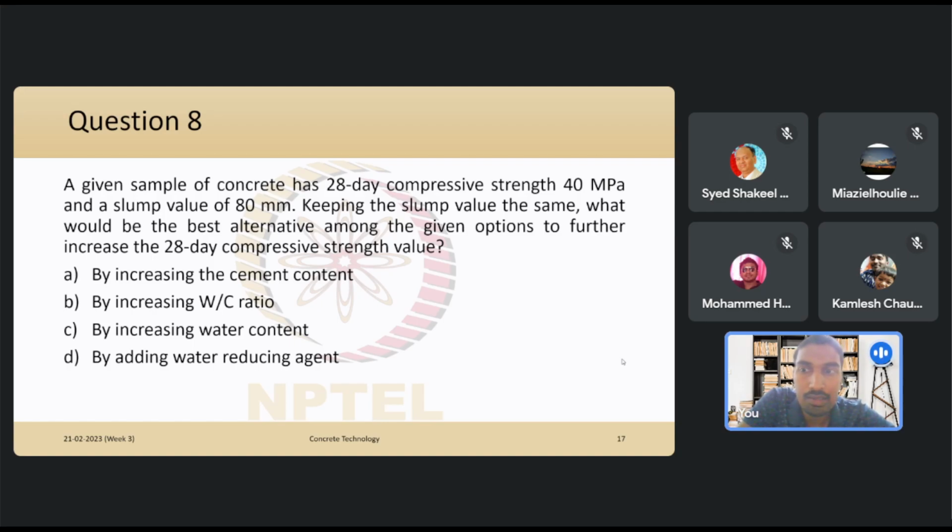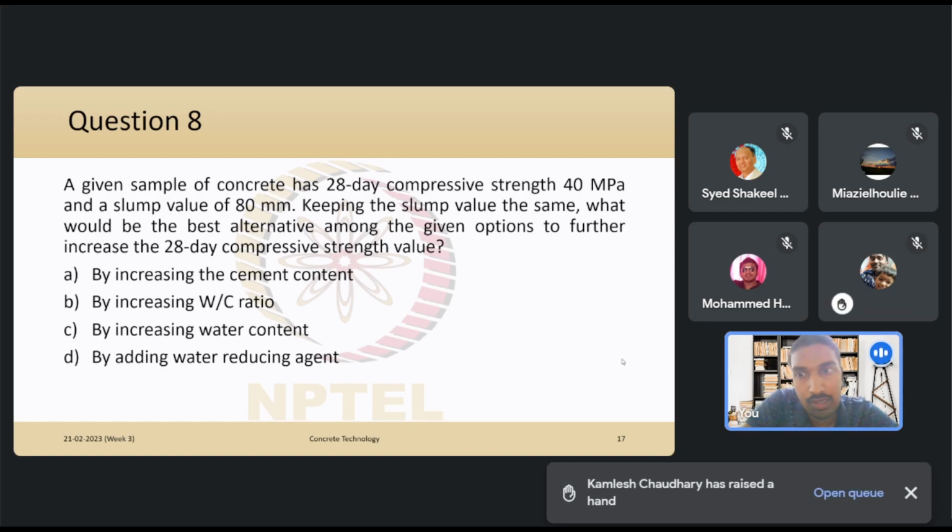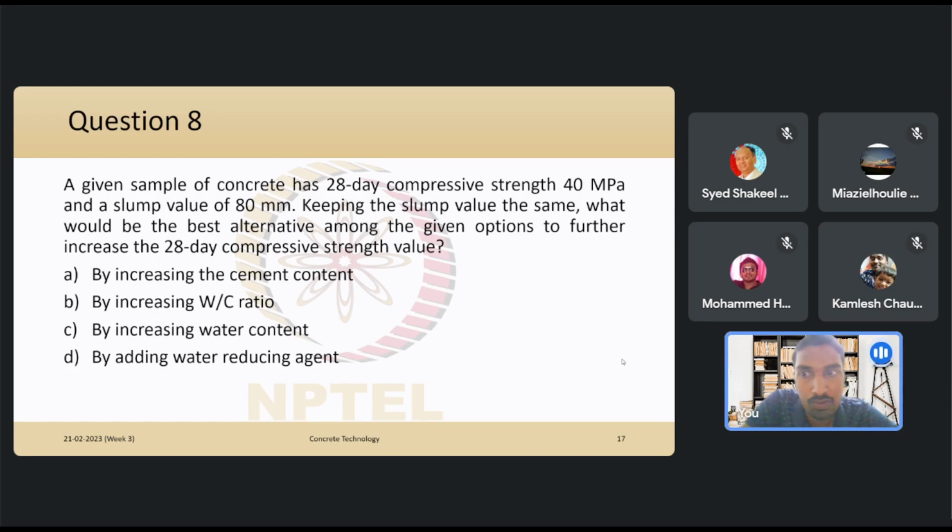So what I am saying is, among the four options, as you have said, option D is correct. That is the best of the four options, but it is not enough to just do what is said in option D to achieve higher strength. So you can use the chat, or you can unmute yourself and then correct that option.